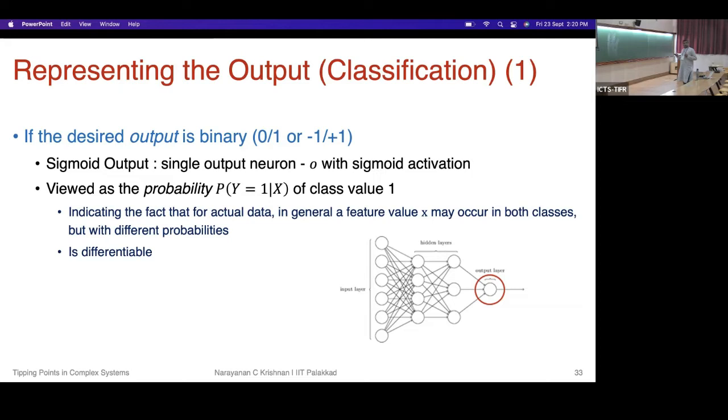We have only a single output, even though there are two classes, and this output is the interpretation of the probability of that given data point belonging to the class 1. So what will be the probability of X belonging to the other class? 1 minus this value. We don't have to explicitly model that. That's what I was trying to get at. And if you use sigmoid as the activation function for this output node, it is also differentiable.